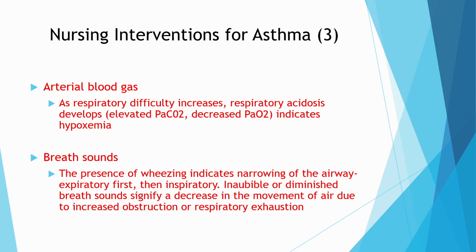That arterial blood gas. As respiratory difficulty increases, respiratory acidosis will develop, and this is what we call an elevated CO2. We are holding on to carbon dioxide, and then a decreased O2, meaning that the oxygen level in my body is decreasing. I have more carbon dioxide than I do oxygen. And this will indicate hypoxemia. My patient is now in what we call respiratory acidosis. They are in an acidotic state and they are at risk for respiratory arrest.